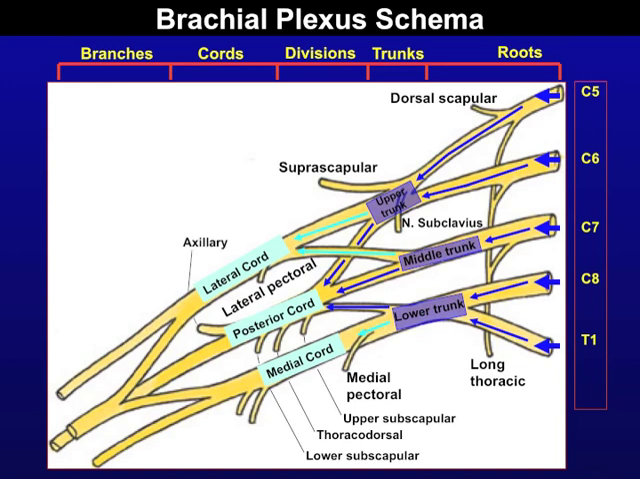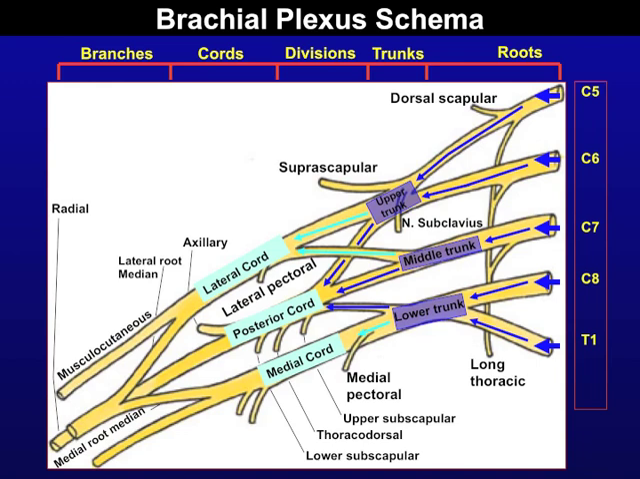The posterior cord terminates as the axillary nerve that enters the quadrangular space and innervates the deltoid and teres minor muscles, and the radial nerve that will serve the muscles found in the posterior compartments of the arm and forearm. Looking at the lateral cord, we see that it terminates at the lateral root of the median nerve and the musculocutaneous nerve that innervates the muscles located in the anterior compartment of the arm.